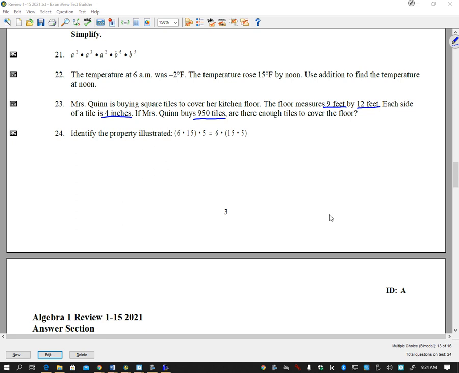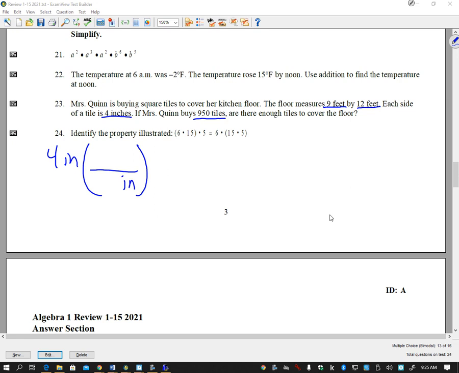So what we want to do is we either need to convert our 4-inch tiles to fractions of a foot, or we need to convert our floor to inches squared. What do we want to do? Turn our inches to feet. Okay, so we want to take 4 inches and convert that to feet, right? Okay, we can do that.